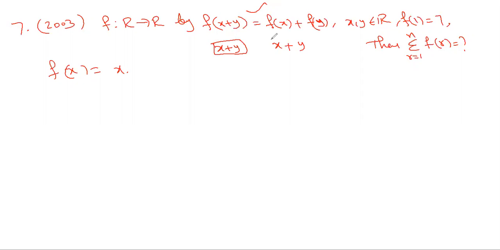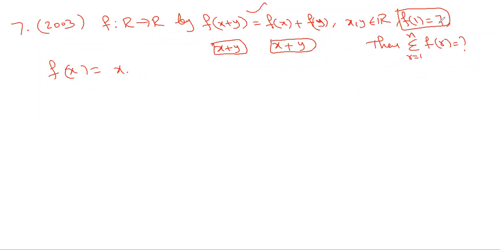Sir, how are we supposed to know? Again, the trial and error method. Right? In future, we are going to get many of this kind of functions. Then you'll be able to identify easily. So f of x is equal to x, but this condition is not satisfied. f of 1 is not 1.